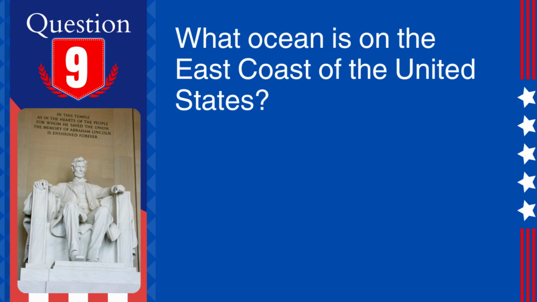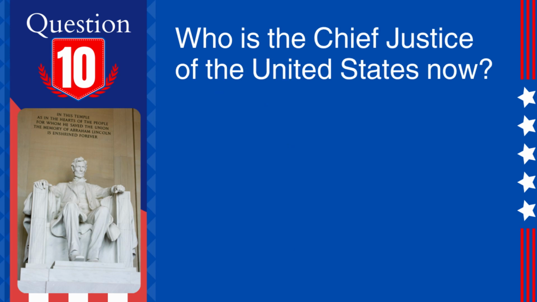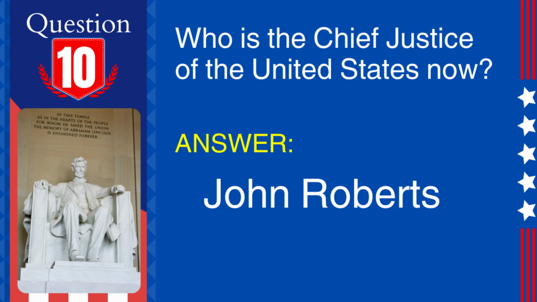9. Question. What ocean is on the east coast of the United States? Answer. The Atlantic Ocean. Explanation. The east coast of the United States borders the Atlantic Ocean. 10. Question. Who is the Chief Justice of the United States now? Answer. John Roberts. Explanation. John Roberts serves as the head of the judicial branch of the United States government.